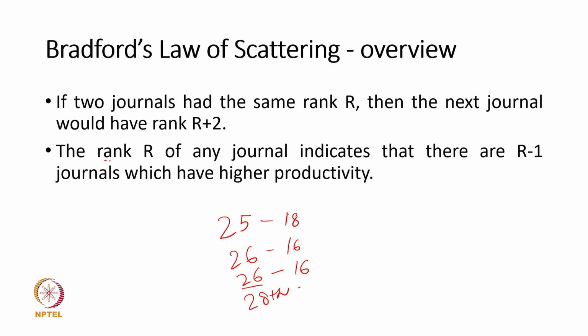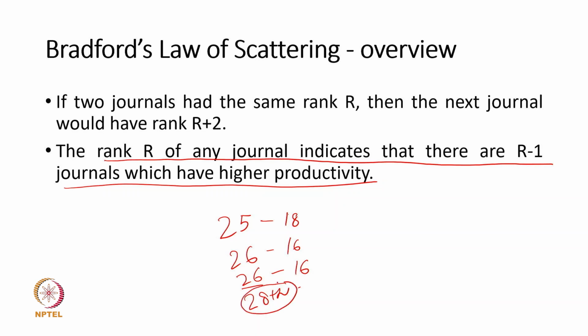That means the rank R of any journal indicates that there are R minus 1 journals which have higher productivity. In case of 28th rank here, this indicates that there are 27 journals which have higher productivity, or which have more articles as compared to the journals which are put at 28th rank in this case.